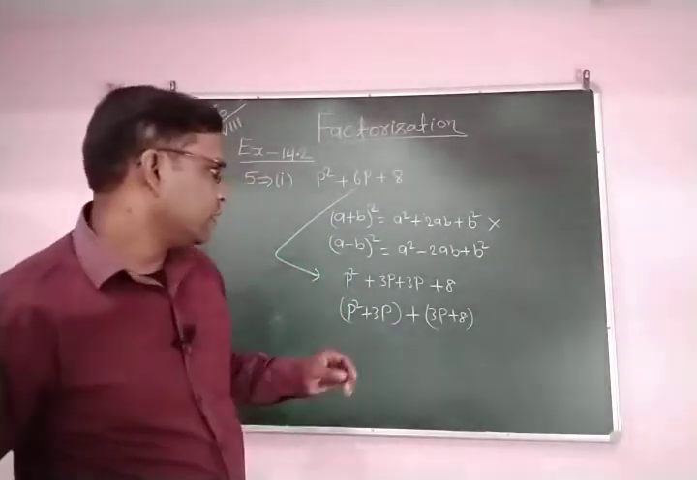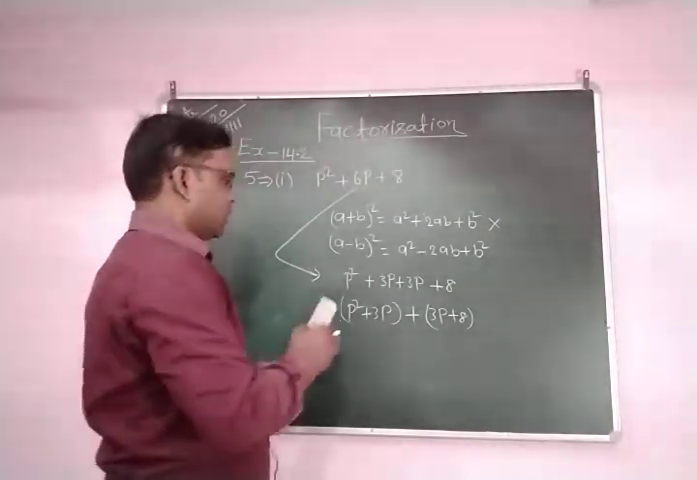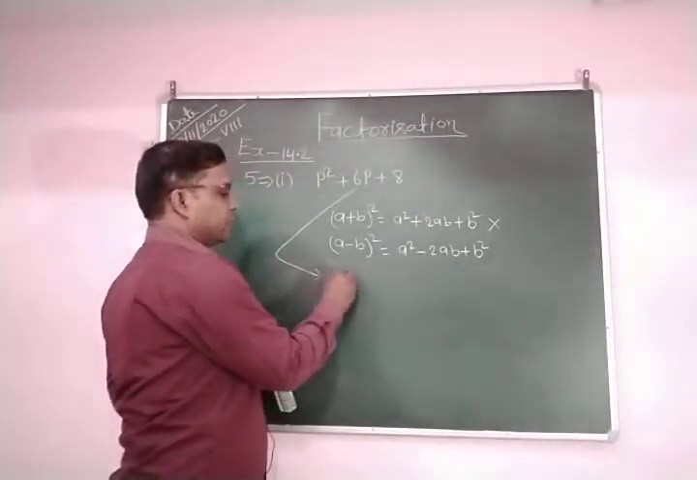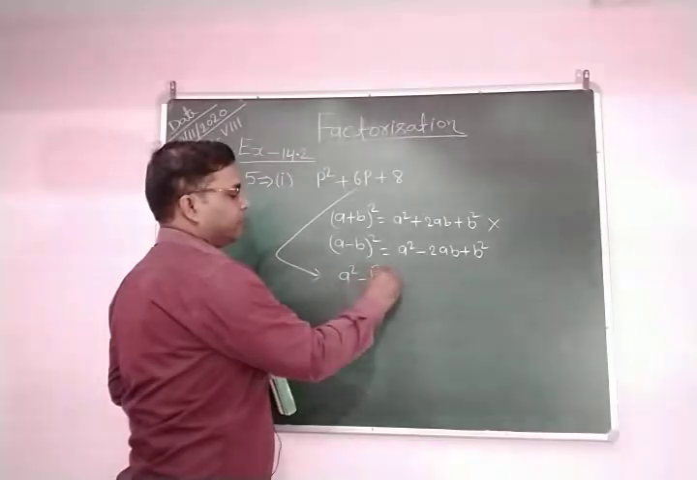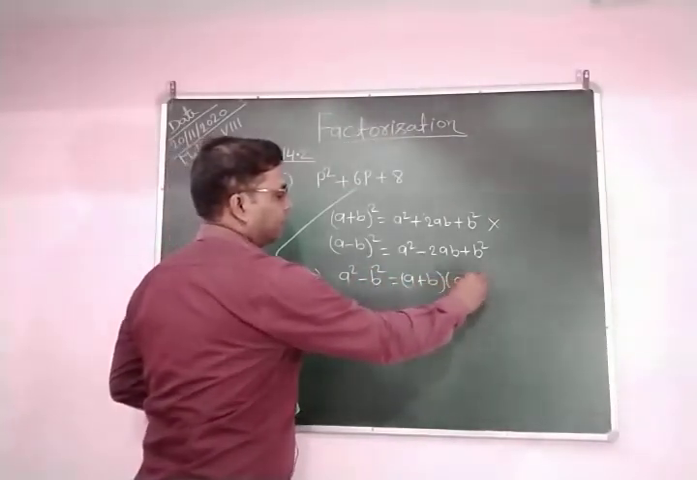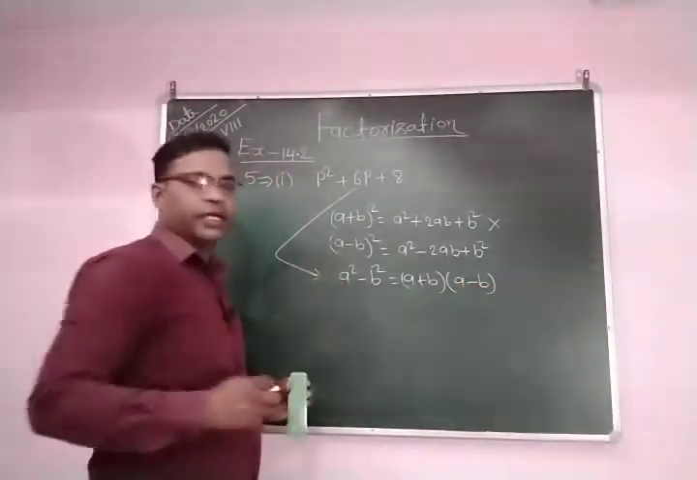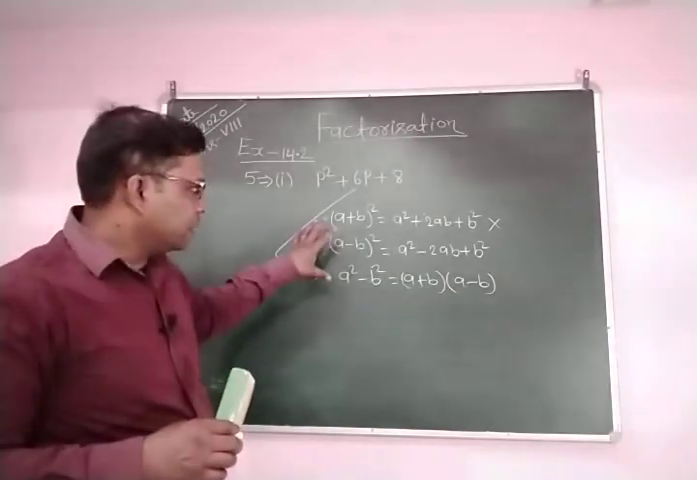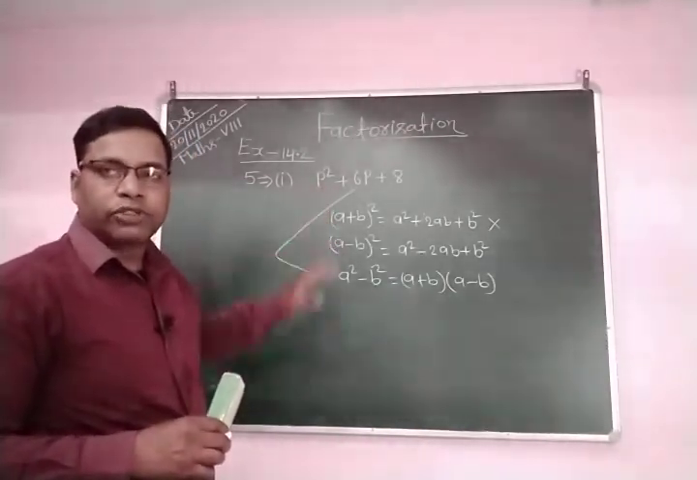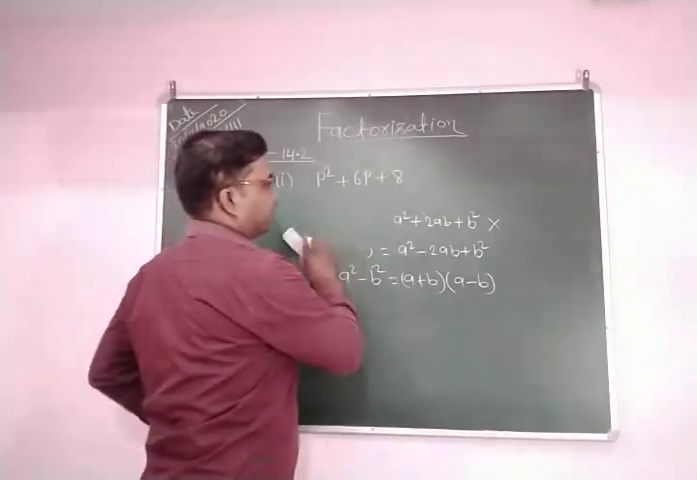So what do you do here? In this case we use the fourth identity, and the third identity is very well known. This is the third identity, a square minus b square is equal to a plus b into a minus b. Okay, so first identity, second identity, third identity. Through these identities you are unable to find the factorization of the given expression p square plus 6p plus 8. So for this we use the fourth identity.